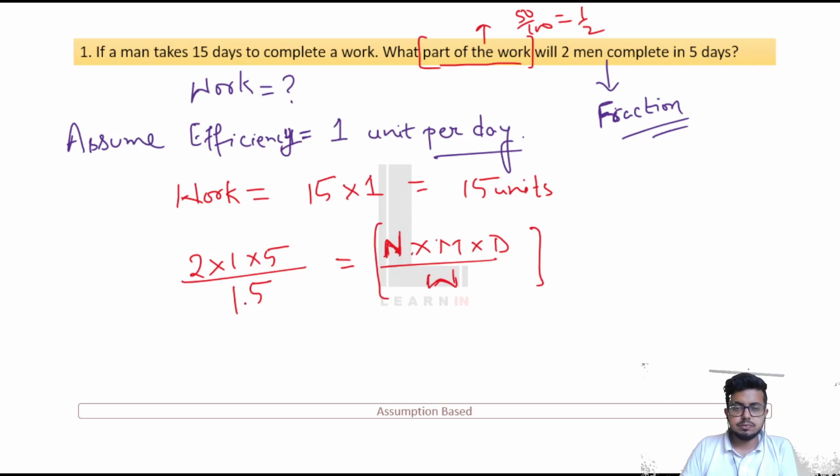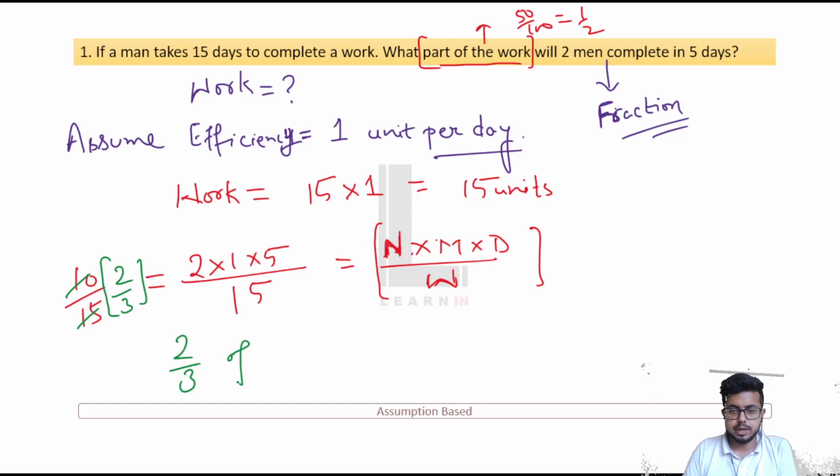Now let us find the answer of this question. So 10 upon 15 would be 2 upon 3 work, right? This would be our answer. Our answer would be 2 upon 3 of the work has been done.